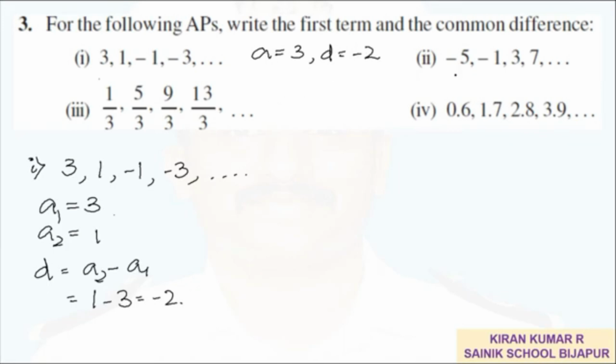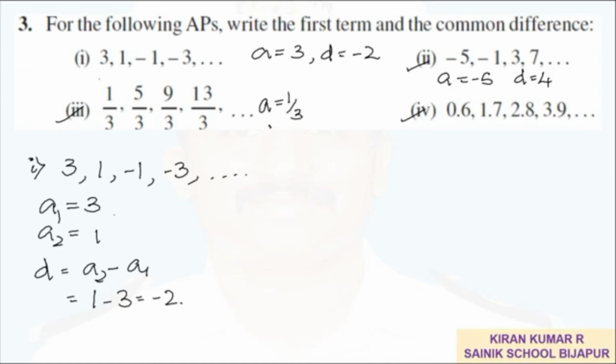If you consider the second one, the first term is negative 5 and the common difference is 4. You can try the second, third and fourth one. I'll just give the direct answer. It is 1 by 3.